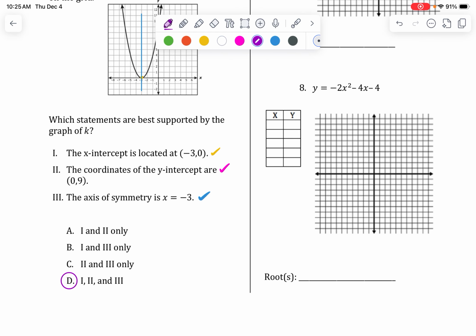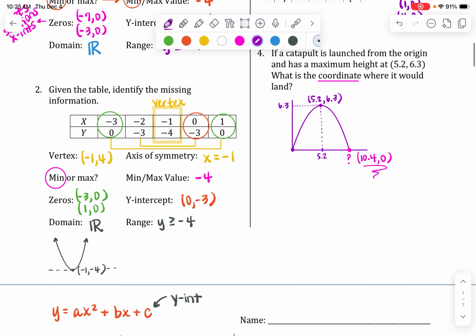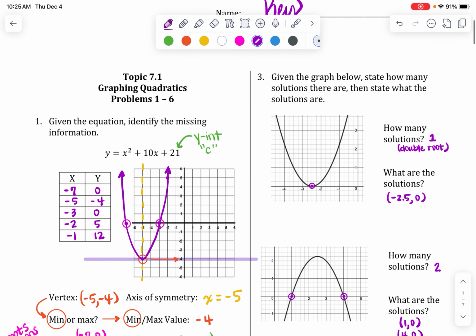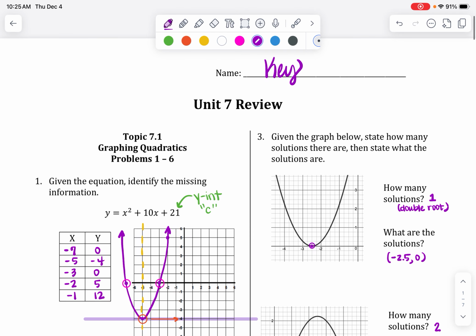All right. Okay, that concludes topic number 1, attributes of quadratic graphs. Just let me know if you guys have any questions.